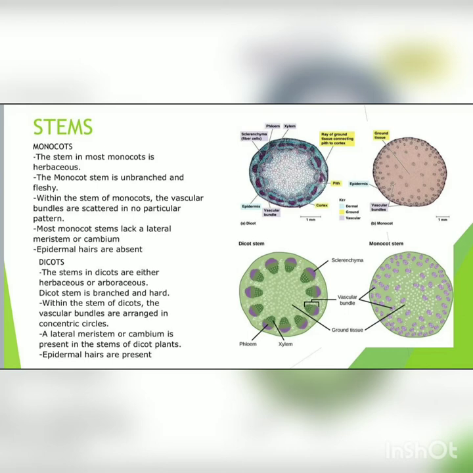From the dicots, the stems in dicots are either herbaceous or arboraceous. Dicot stem is branched and hard. A lateral meristem or cambium is present in the stems of dicot plants. Epidermal hairs are present in dicot stems.